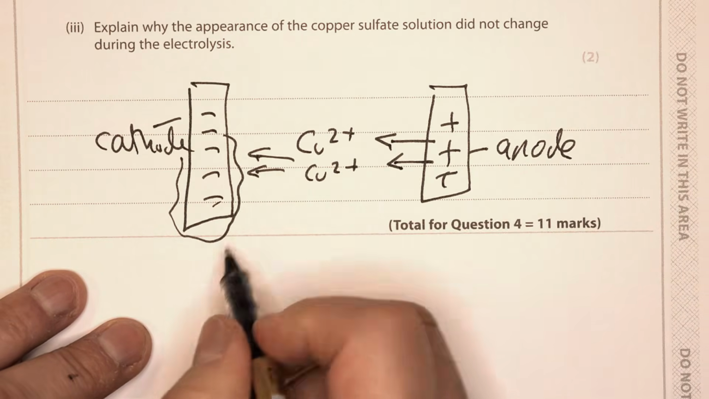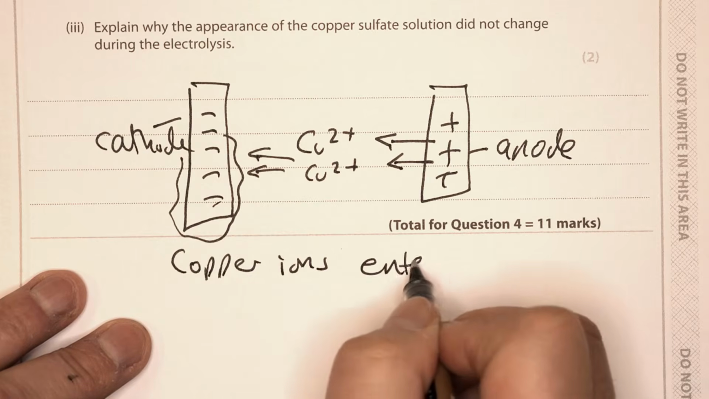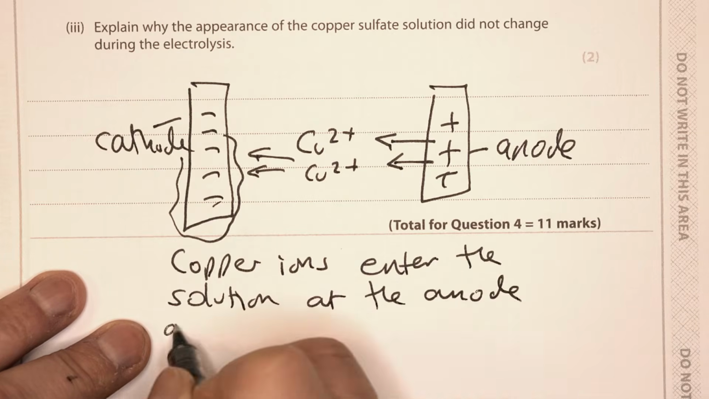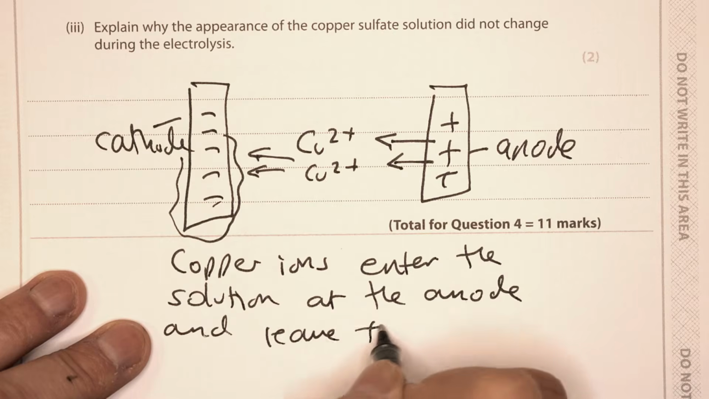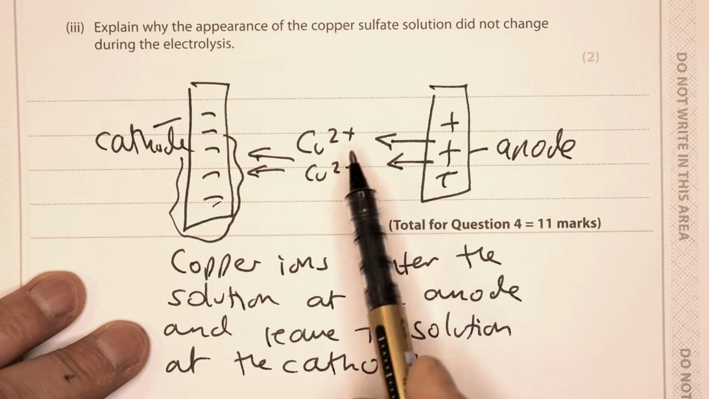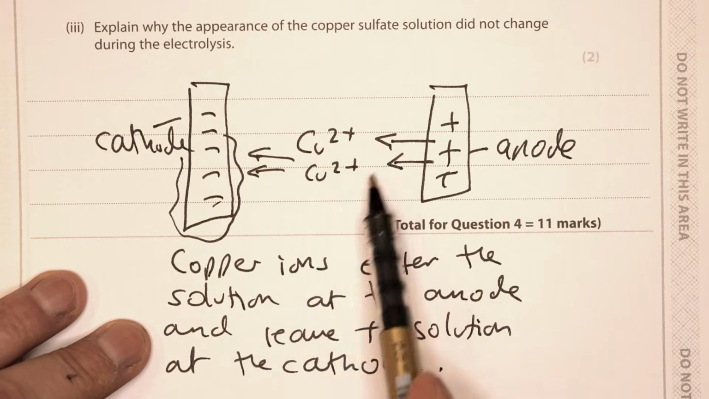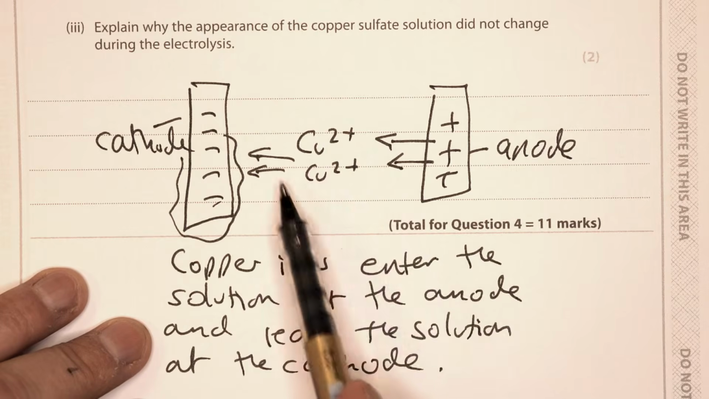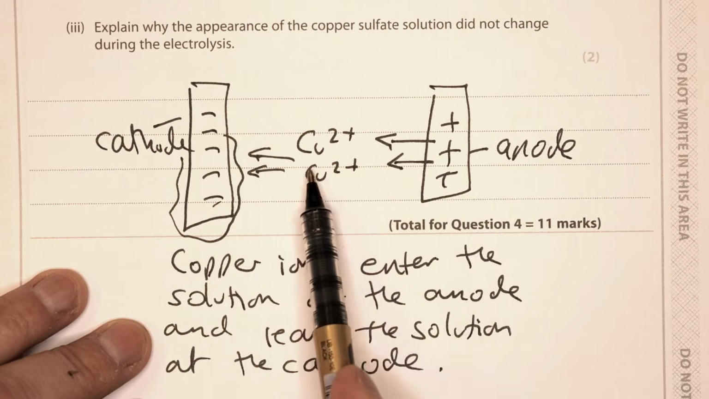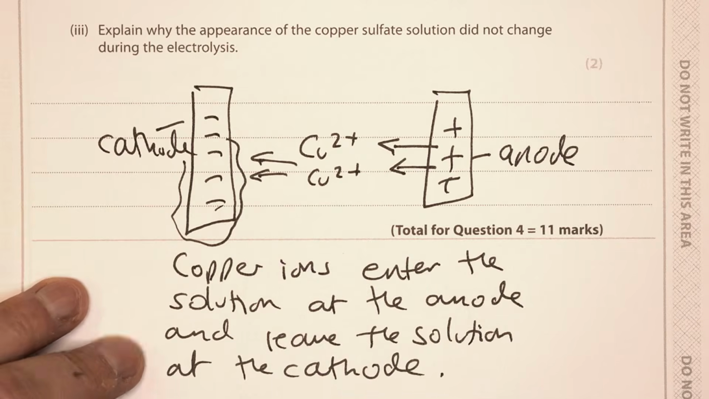And the way we can explain that is copper ions enter the solution at the anode and leave the solution at the cathode. So the concentration of those copper ions stays the same. If that was building up, it would get more dark in colour. If we were losing copper ions overall, it would get paler in colour. But because we're replacing those copper ions at the anode, as they're being taken out of the solution at the cathode, then the concentration of copper ions stays the same.